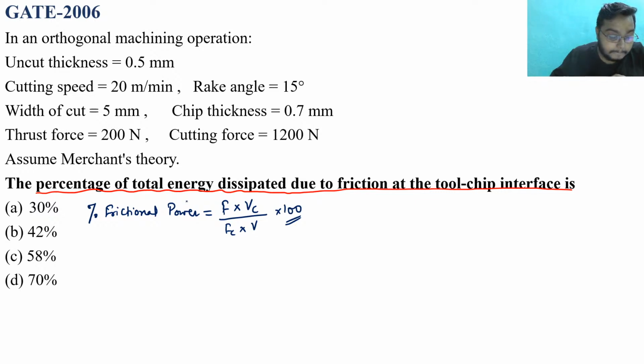Tell me the answer. Okay, A, 30%. Good. Everyone do it and tell me the answer. Indrajeet, A, okay, good.